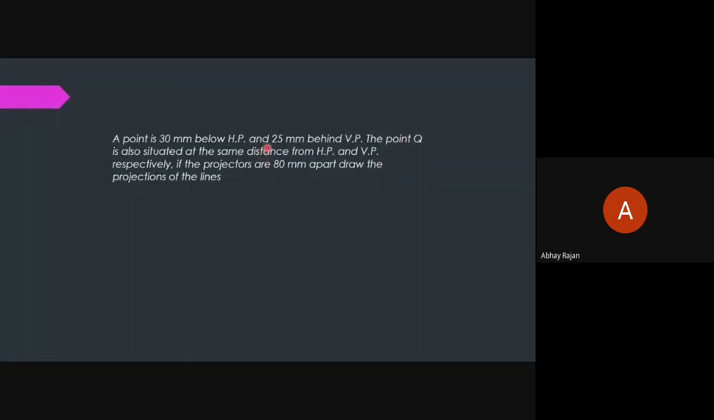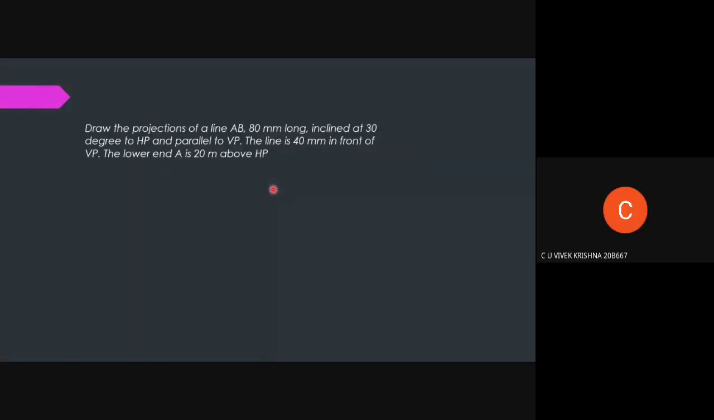For VP, the distance is also equal for point P as well as point Q. That means that the line is parallel to both HP and VP. And it is given that the projectors are 80 mm apart, which means that the length of the line is 80 mm. Clear? Yes, sir. Okay, for the next question, we'll see.